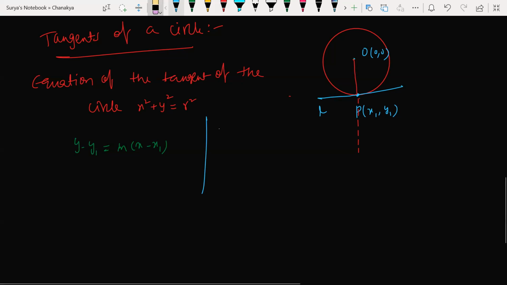When two lines are perpendicular to each other, the product of slopes would be equal to minus one. If they are parallel to each other, what will happen? Slopes would be equal. If two lines are parallel, their slopes are equal. If two lines are perpendicular to each other, then the product of their slopes is equal to minus 1.